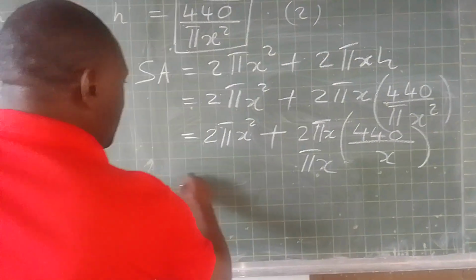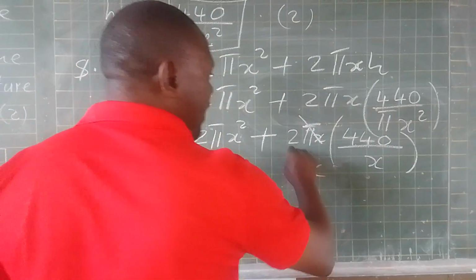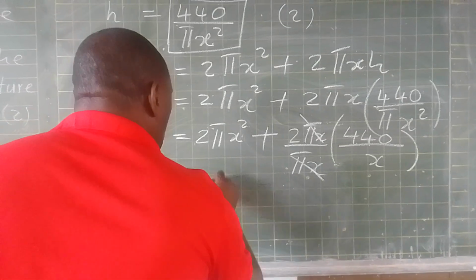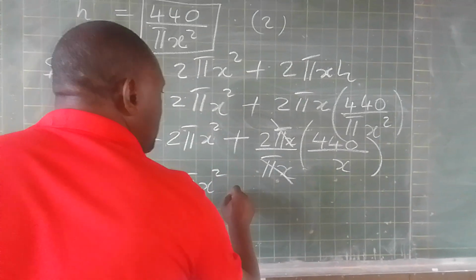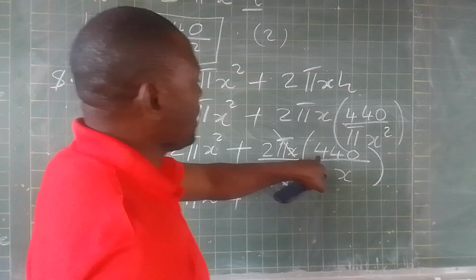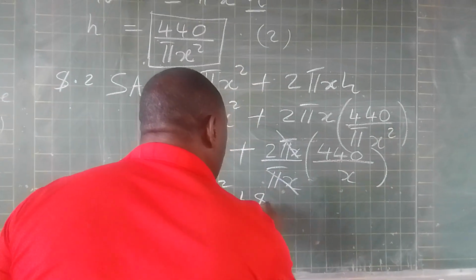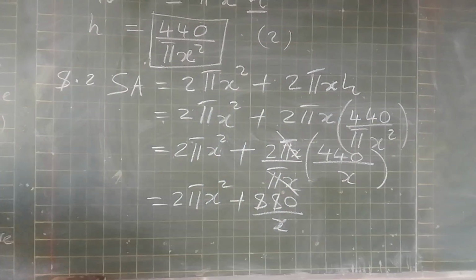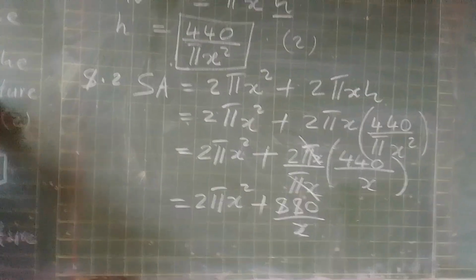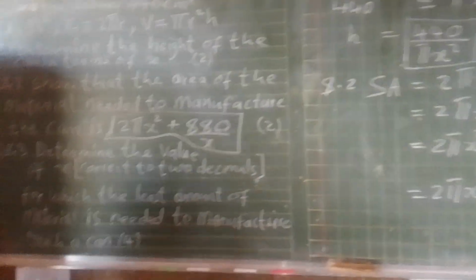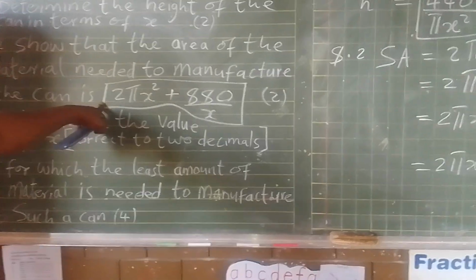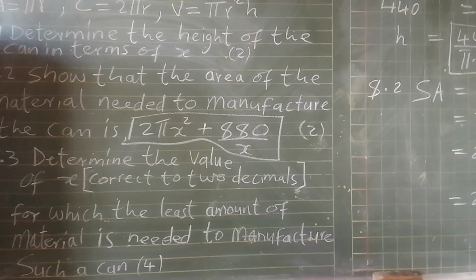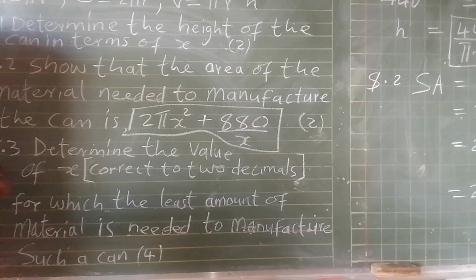Now we come here, 2 pi x and pi x cancel one another. We are left with 2 pi x squared plus 2 times 440, it's 880 divided by x. So they say that we must show that the material is going to be 2 pi x squared plus 880 divided by x. Coming to the last question.